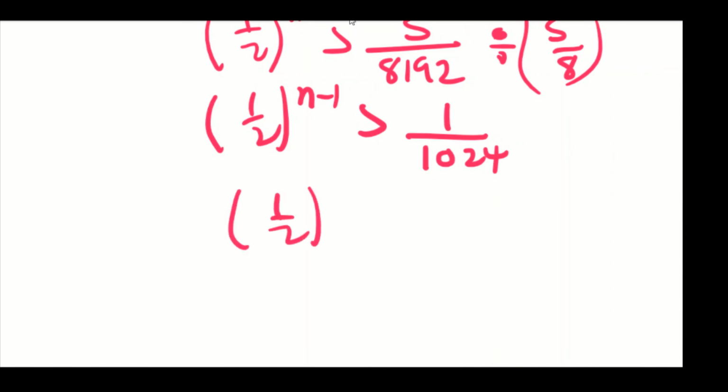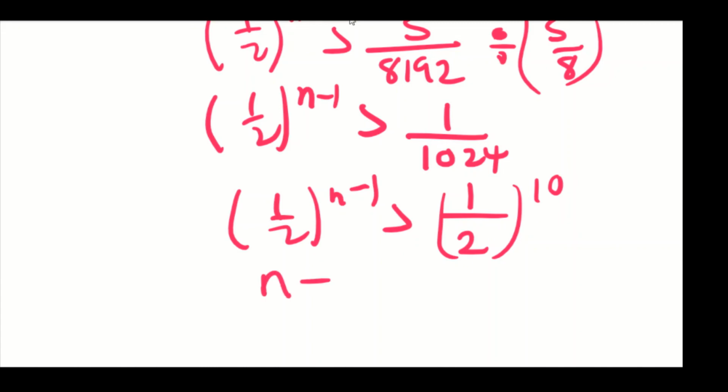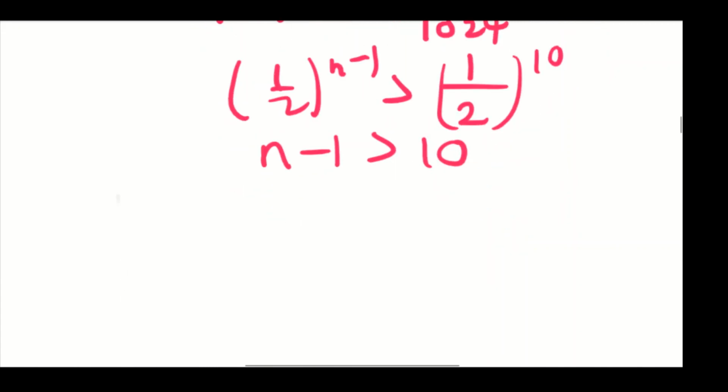So it's 1/2 to the power of n minus 1 greater than 1/2 to the power of 10, right? So the bases are the same. It's 1/2, 1/2, so you drop the base. So it's n minus 1 being greater than 10. And then you transpose the minus 1 to the other side. We have n being greater than 10 plus 1. So it's n greater than 11.